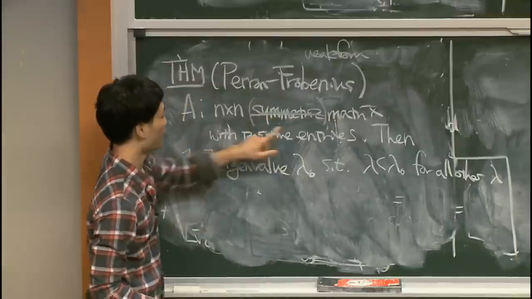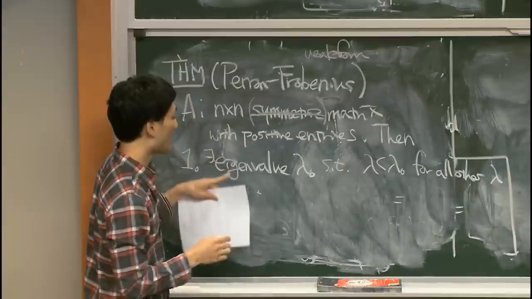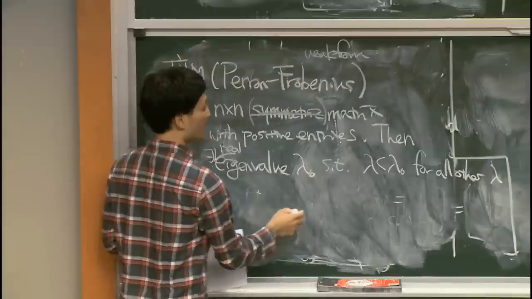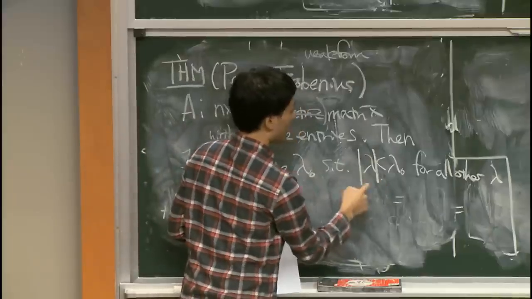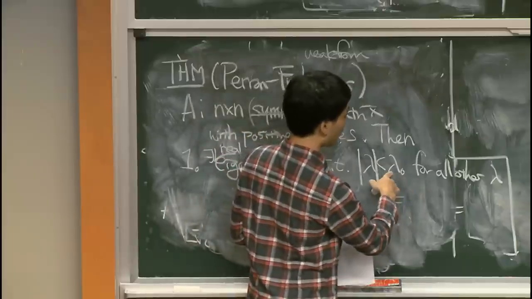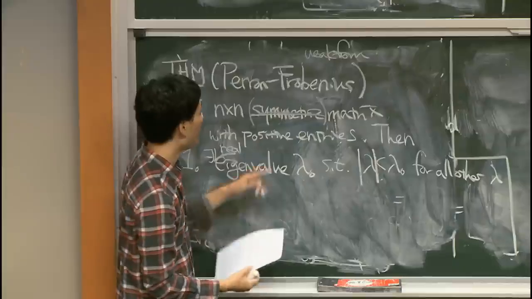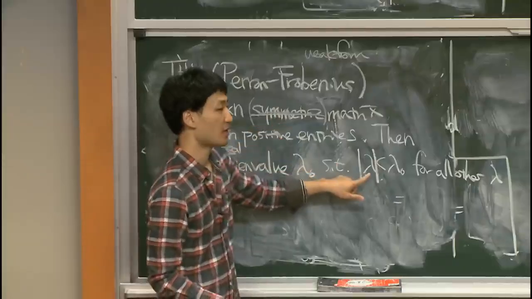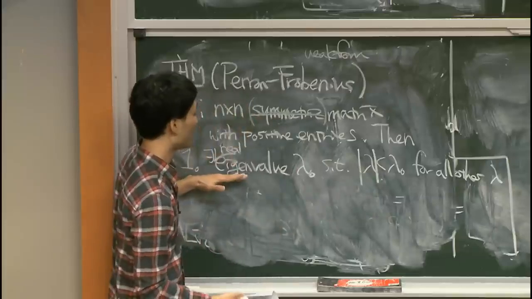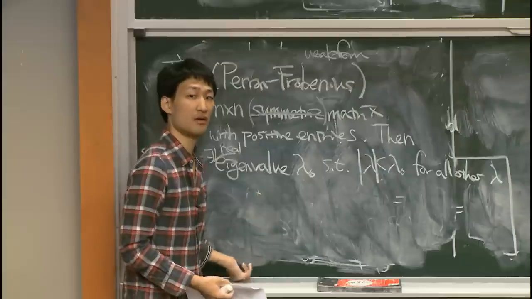So if you have an n by n matrix whose entries are all positive, then there exists an eigenvalue lambda 0, a real eigenvalue, such that the absolute value of all other eigenvalues are strictly smaller than this eigenvalue. Remember that if it's not a symmetric matrix, they can be complex values. This is saying that there's a unique eigenvalue which has largest absolute value. And moreover, it's a real number.